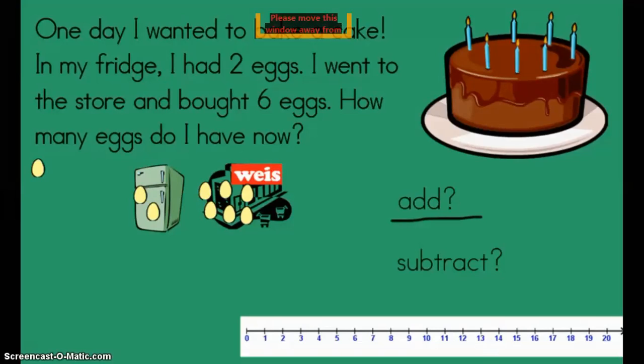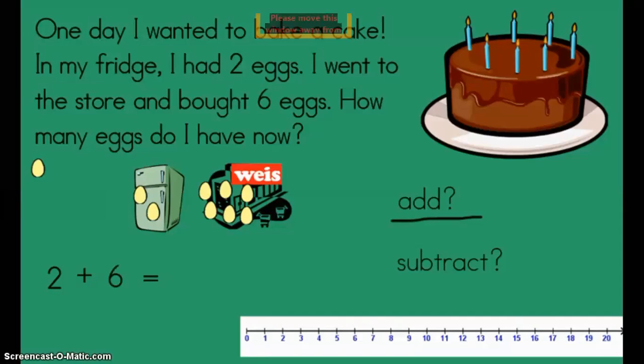Next, we need to write a number sentence to solve. So I'll read my story. In my fridge, I had 2 eggs. So I'll start with 2. I went to the store and bought 6 eggs. So I said I needed to add those 6 eggs.